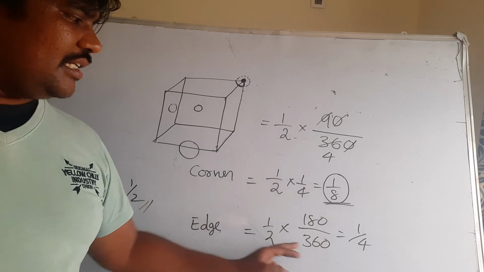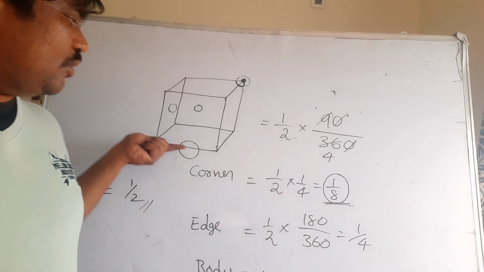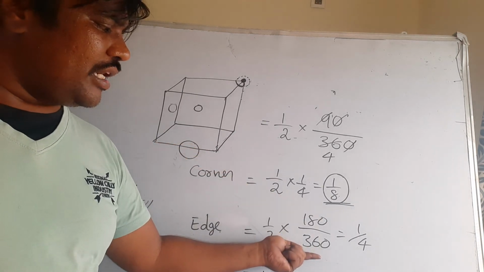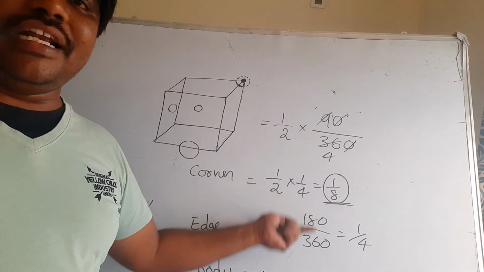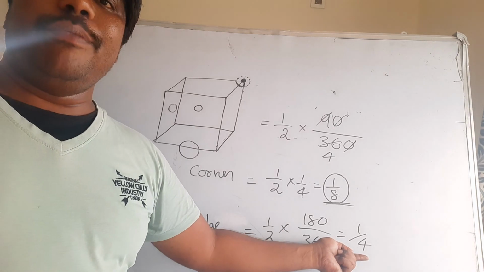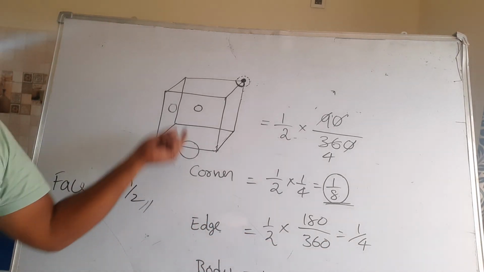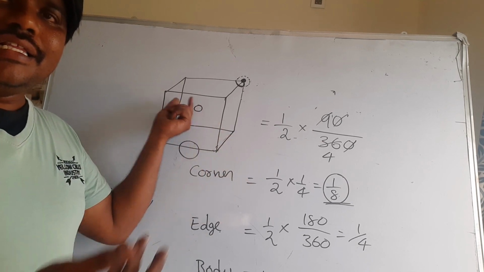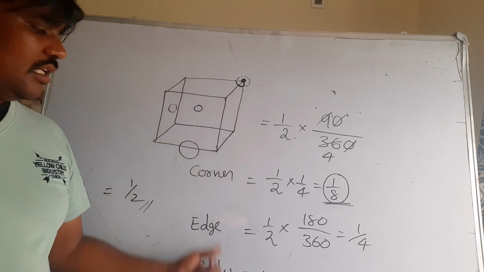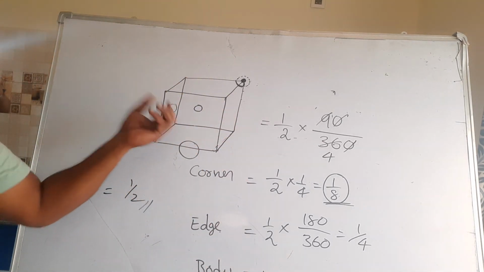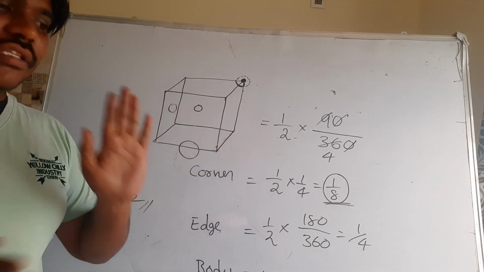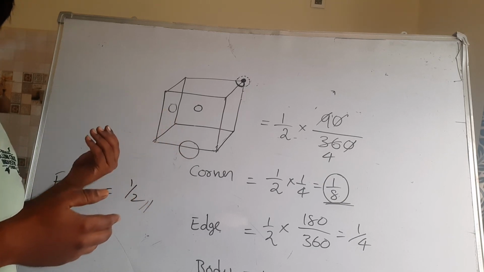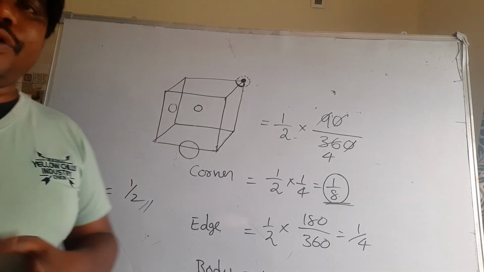Like that, here a straight line is passing through the lattice point. The straight line maintains 180 degrees and the total angle is 360. Half into 180 by 360, you will get contribution 1 by 4. In the body center, we have a lattice point that belongs to the complete unit cell. So its contribution is 1. If it is on the face center, half of the lattice point belongs to one unit cell and half of the lattice point belongs to another unit cell.